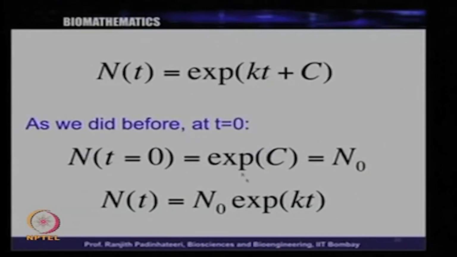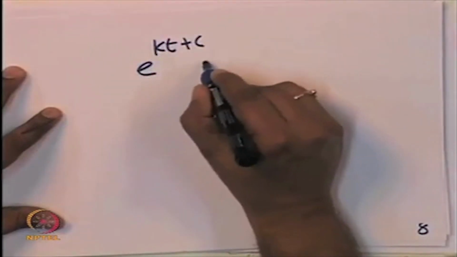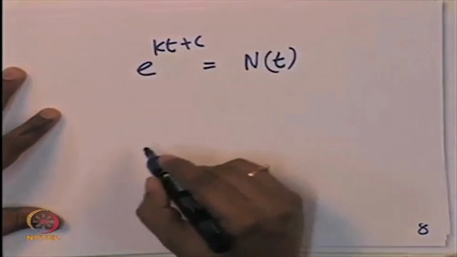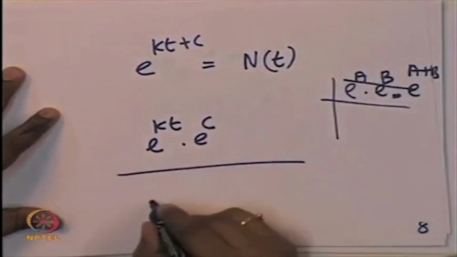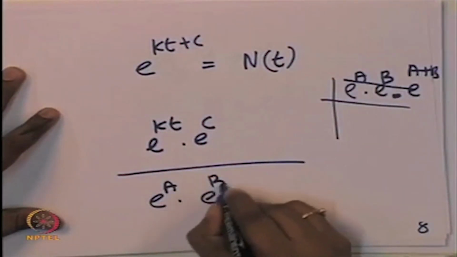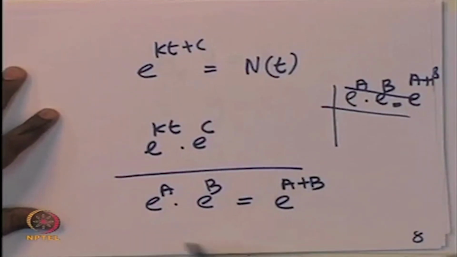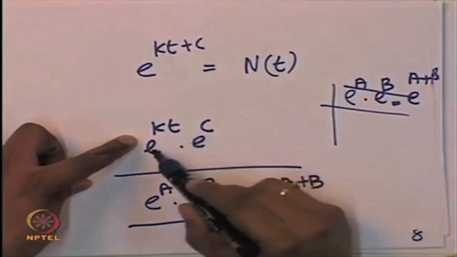So, we can write this equation, substituting this e power c back. You know a trick in mathematics. What do we have here? e power kt plus c is equal to n of t, that is what we had, and e power kt plus c can be written as e power kt into e power c. In mathematics, e power a into e power b is e power a plus b. Knowing this identity, you can write e power kt plus c as e power kt into e power c.